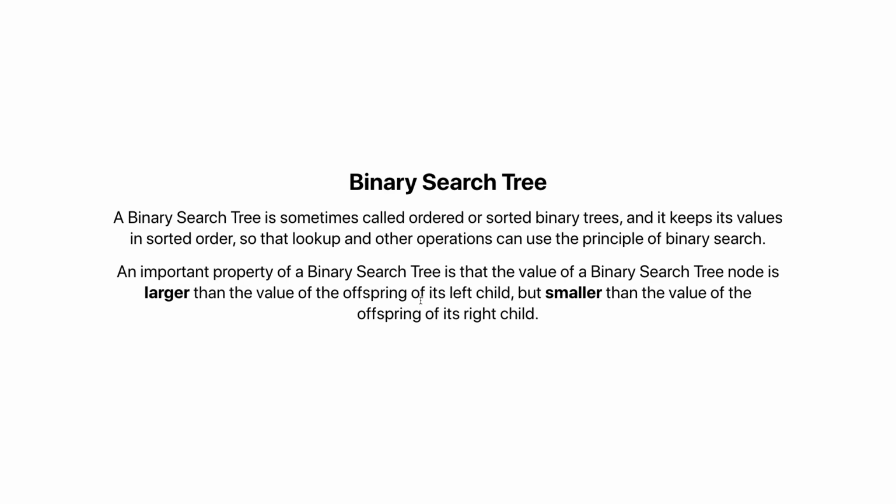So binary search tree, sometimes called an ordered or sorted binary tree, keeps its values in sorted order so that lookup and other operations can use the principle of binary search. An important part of this is that the value of a binary search tree's node is larger than the value of the offspring of its left child, but smaller than the offspring of its right child.